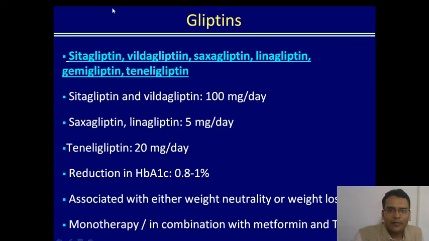inhibit the degradation of incretin GLP-1, and we have different gliptins which are available, for example sitagliptin, vildagliptin, saxagliptin, linagliptin, teneligliptin. And reduction in HbA1c varies between 0.5 to 0.8 to 1% across various studies. Important thing is that these are associated with weight neutrality or weight loss rarely. Mainly these agents are known to be weight neutral, and these agents have been shown to have either no or very less potential to cause hypoglycemia.